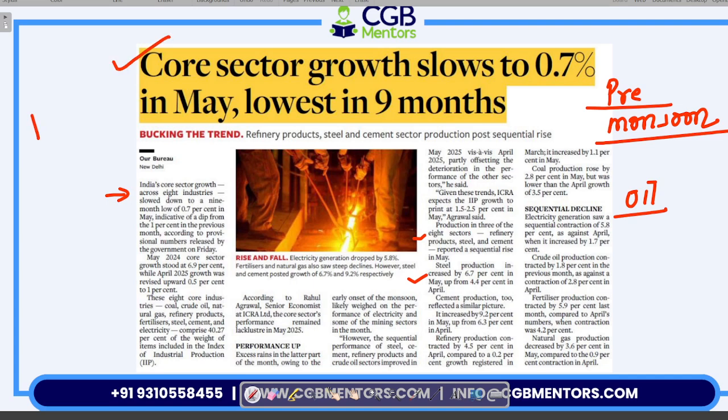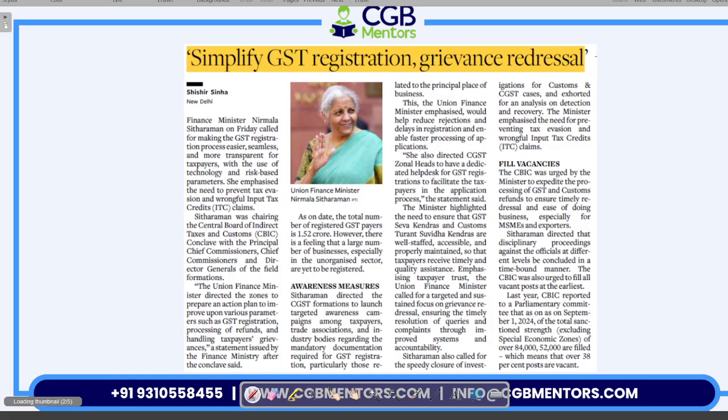We have to understand that there is an index called the Index of Industrial Production. Out of that, in this index, there are 8 core industries in which refinery has got the highest weightage and fertilizers have the lowest weightage, right? So this is what this article talks about. Moving on to our next article, that is: simplify GST registration grievance redressal. So over here there was a meet of CBIC, right?